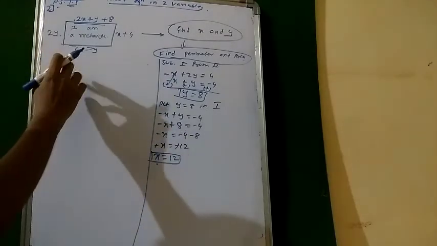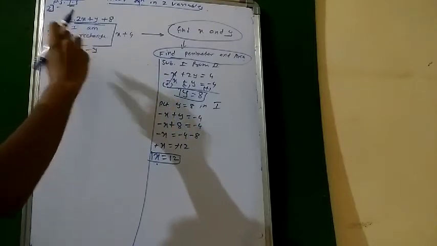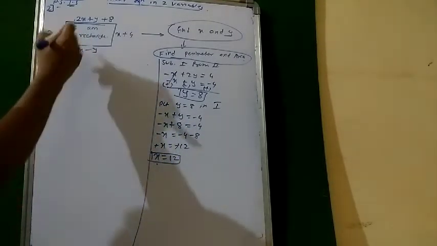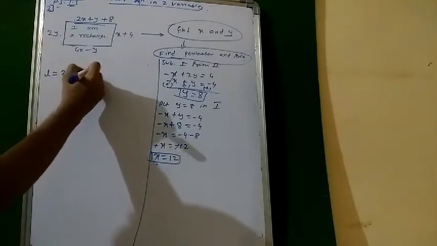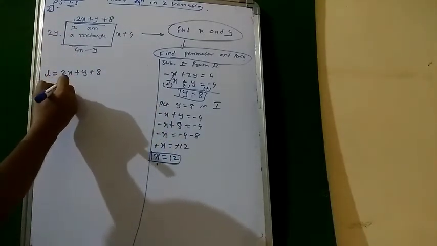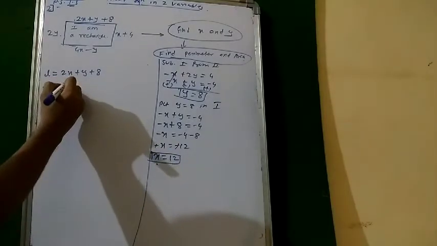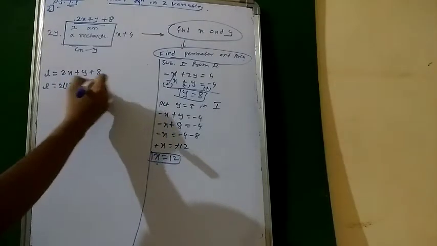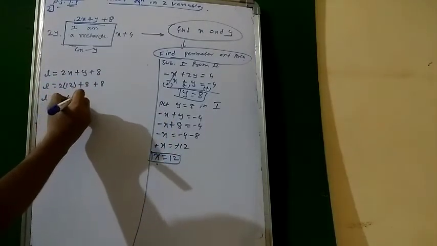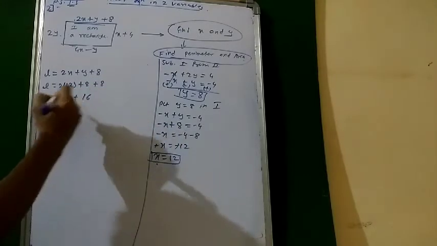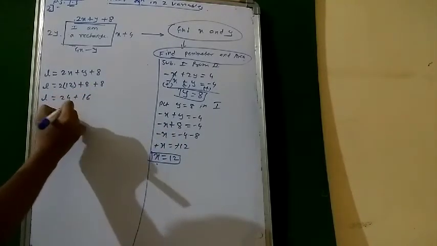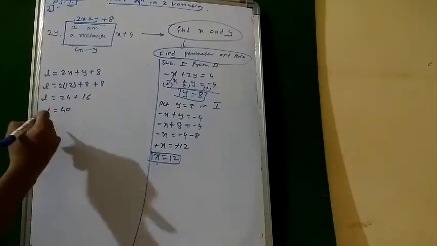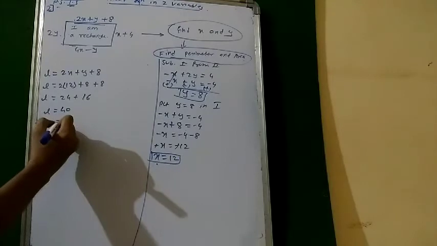To find the length: the length is 2x plus y plus 8. So the length is 2 into, what is the value of x? It is 12, plus what is the value of y? It is 8, plus 8. So the length is 24 plus 8 plus 8, which is 16, so the length is 40.